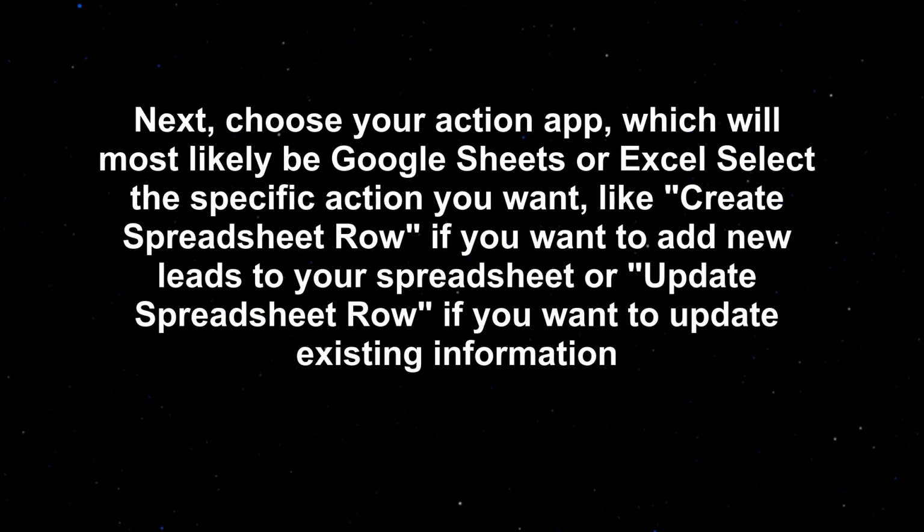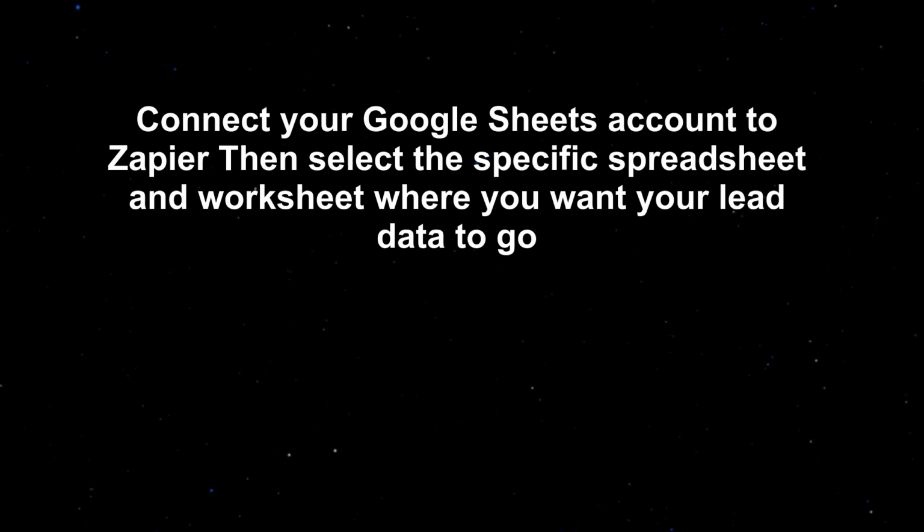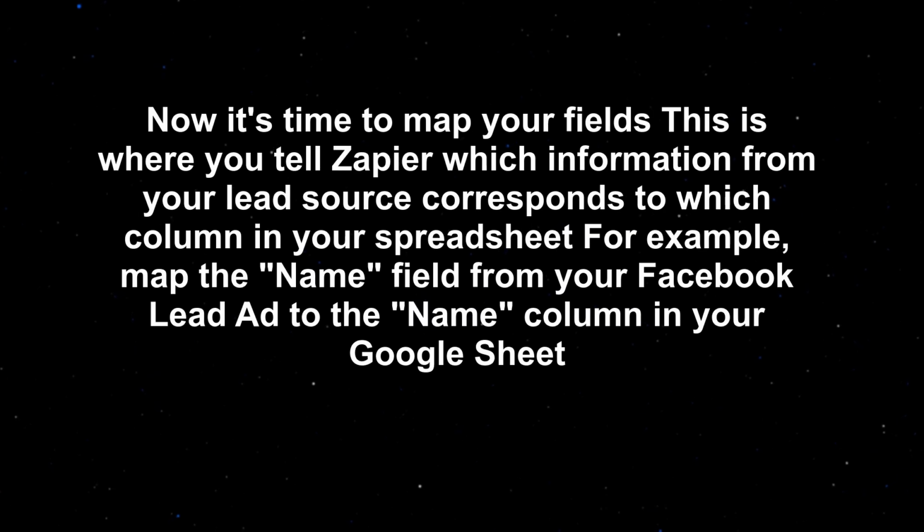Next, choose your action app, which will most likely be Google Sheets or Excel. Select the specific action you want, like create spreadsheet row, if you want to add new leads to your spreadsheet, or update spreadsheet row, if you want to update existing information. Connect your Google Sheets account to Zapier, then select the specific spreadsheet and worksheet where you want your lead data to go.